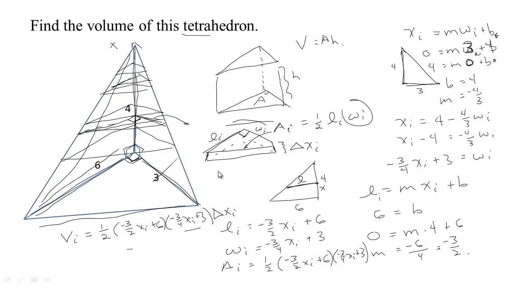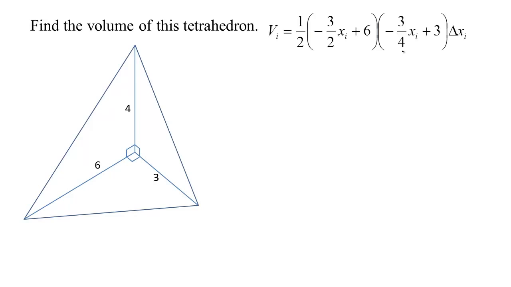Now, I'm actually running out of space, so I'll copy this formula for the ith volume over to the next slide where I can write a little bit. So here's our formula. The volume is the area of the base, which is 1/2 the base times the height, because the base is a triangle, times the thickness. To get the total volume, we want to sum up from the very first slice to the very top slice 1/2 of negative 3/2 x_i plus 6 times negative 3/4 x_i plus 3 delta x_i, and that will be a good approximation to the volume.